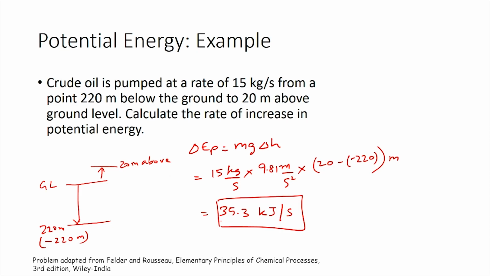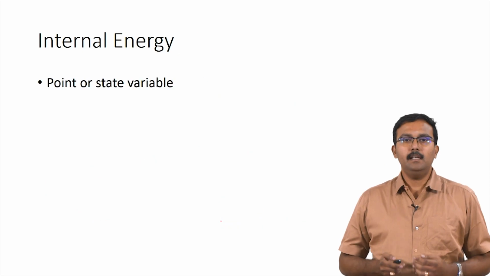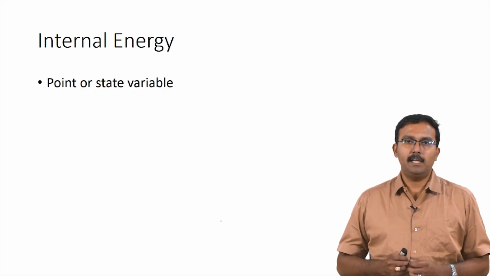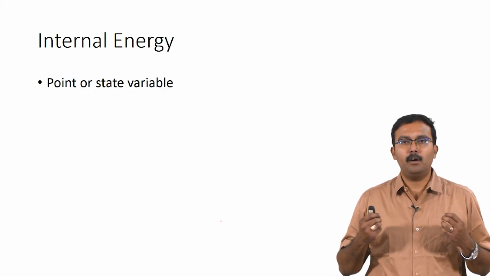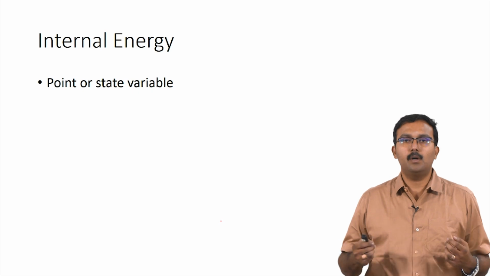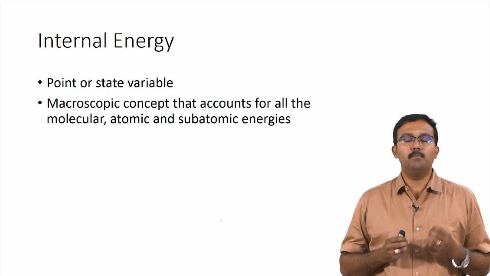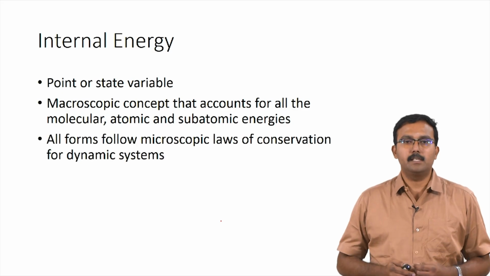Let us now move on to the third type of energy, which is possessed by a system. It is called the internal energy. Internal energy is a point or a state variable, which I had already mentioned. So, this is an important property which we will exploit when we perform energy balance calculations throughout the course. It is a macroscopic concept that accounts for all the molecular, atomic and subatomic energies.